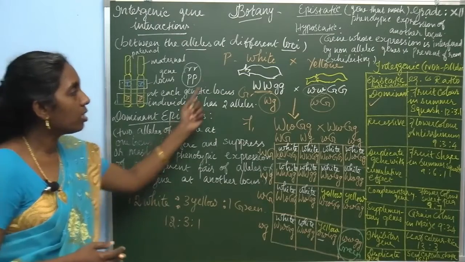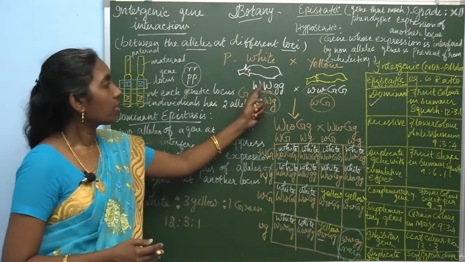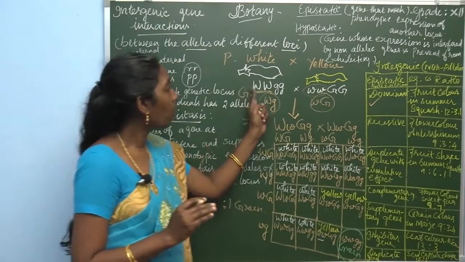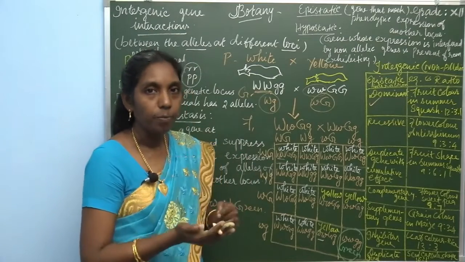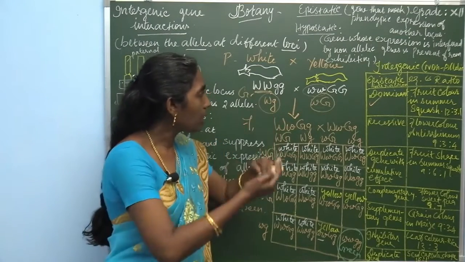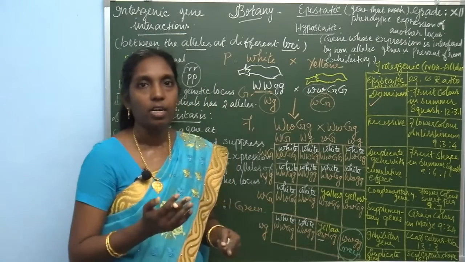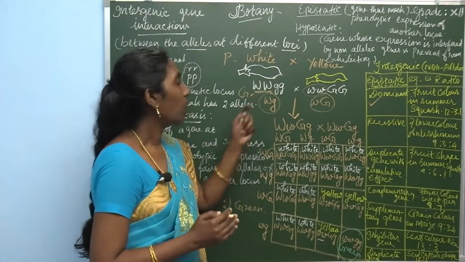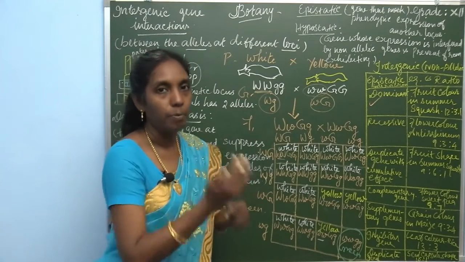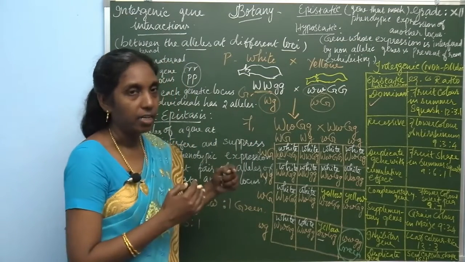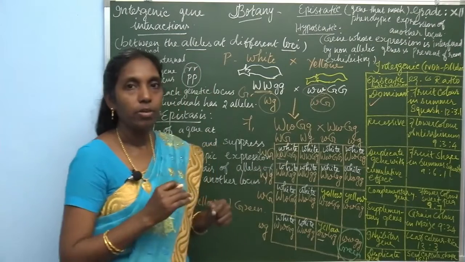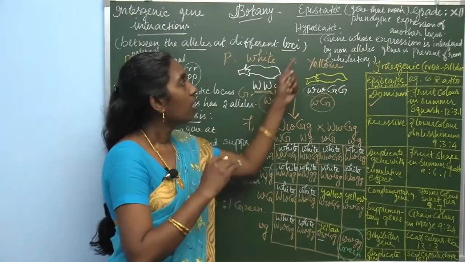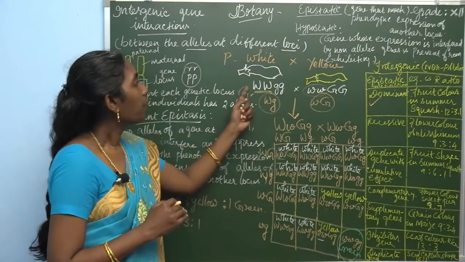In this case, wherever the capital W is present, the dominant character, this white color, masks or suppresses any other color. It masks the yellow color or the green color. So colored fruit is masked or suppressed by this white color because of its dominant nature. So this is epistatic, and this small w and small g are hypostatic, because epistatic and hypostatic.